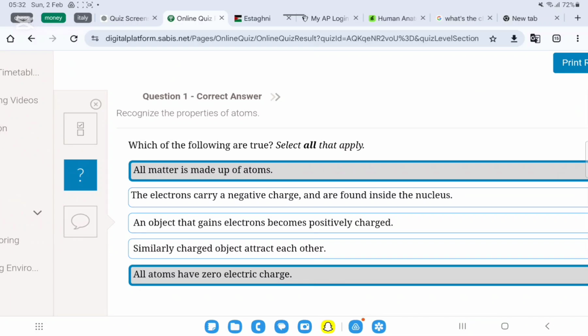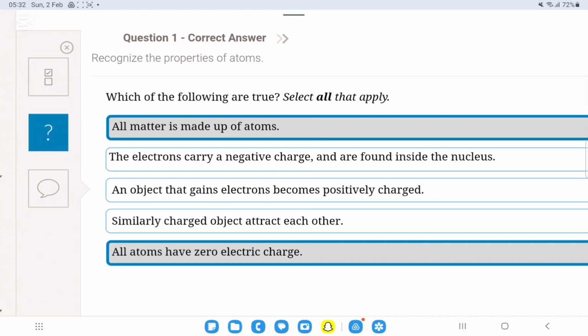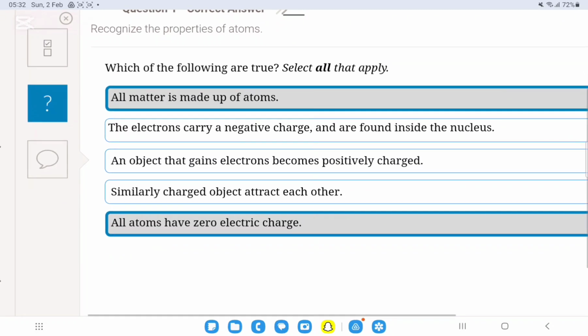Which of the following are true? All matter is made up of atoms. We know that since we're kids. An electron carries a negative charge. Yeah, the first part is correct, but they're not found inside the nucleus. They move around the nucleus.